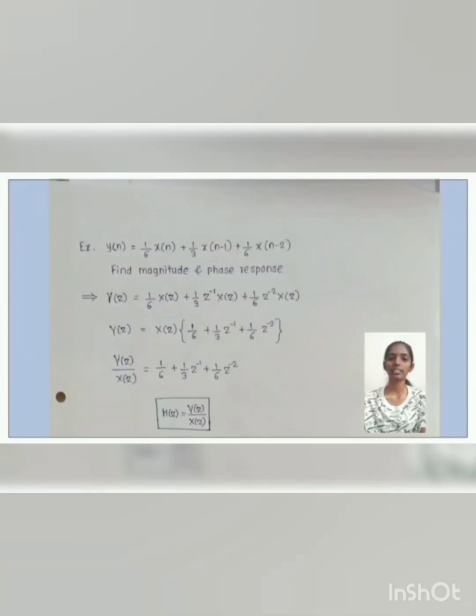Now, let's understand the concept of frequency response of second order DTFT with the help of one example. Let's take an example: y of n is equal to 1 by 6 x of n plus 1 by 3 x of n minus 1 plus 1 by 6 x of n minus 2. Here we have to calculate the magnitude and the phase response of the given system. First of all, we have to take the z transform of the given system.